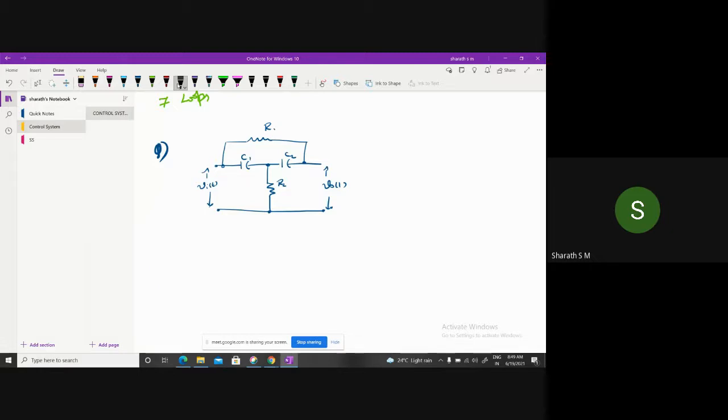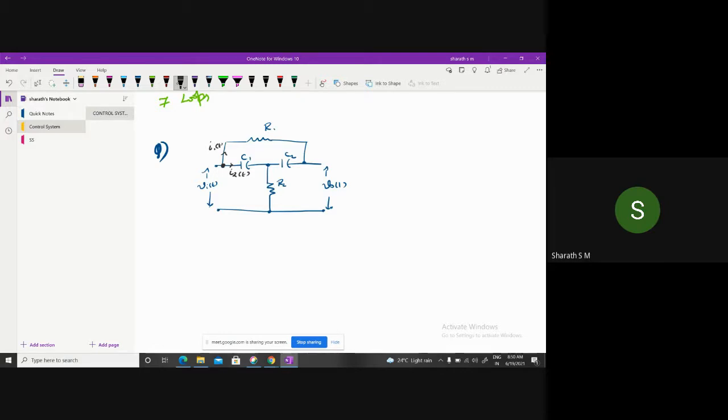So for this circuit, we have input voltage Vi and V0, capacitors C1 and C2, as well as resistors R1 and R2. Across this particular node we have a branch here. Here we can consider I1 of t, and this one we can consider I2 of t. So this is acting as a loop here.